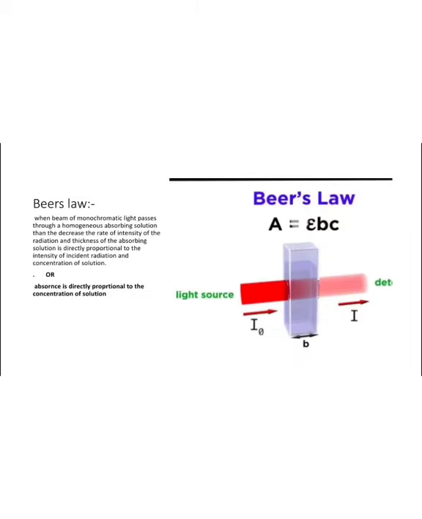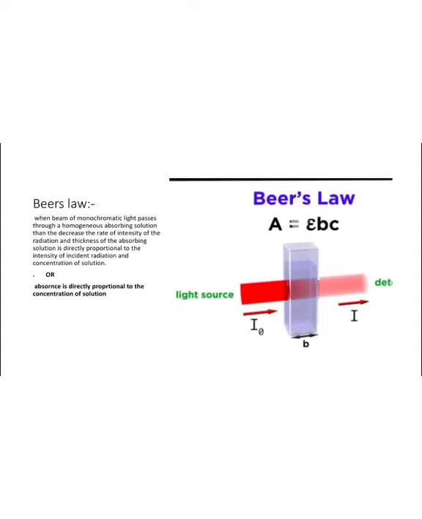Also, Beer's law: when a beam of monochromatic light passes through a homogeneous absorbing solution, the rate of decrease of intensity of radiation with the thickness of the absorbing solution is directly proportional to the intensity of incident radiation and the concentration of the solution. Lambert says homogeneous absorbing medium and Beer says homogeneous absorbing solution, but the laws are the same.